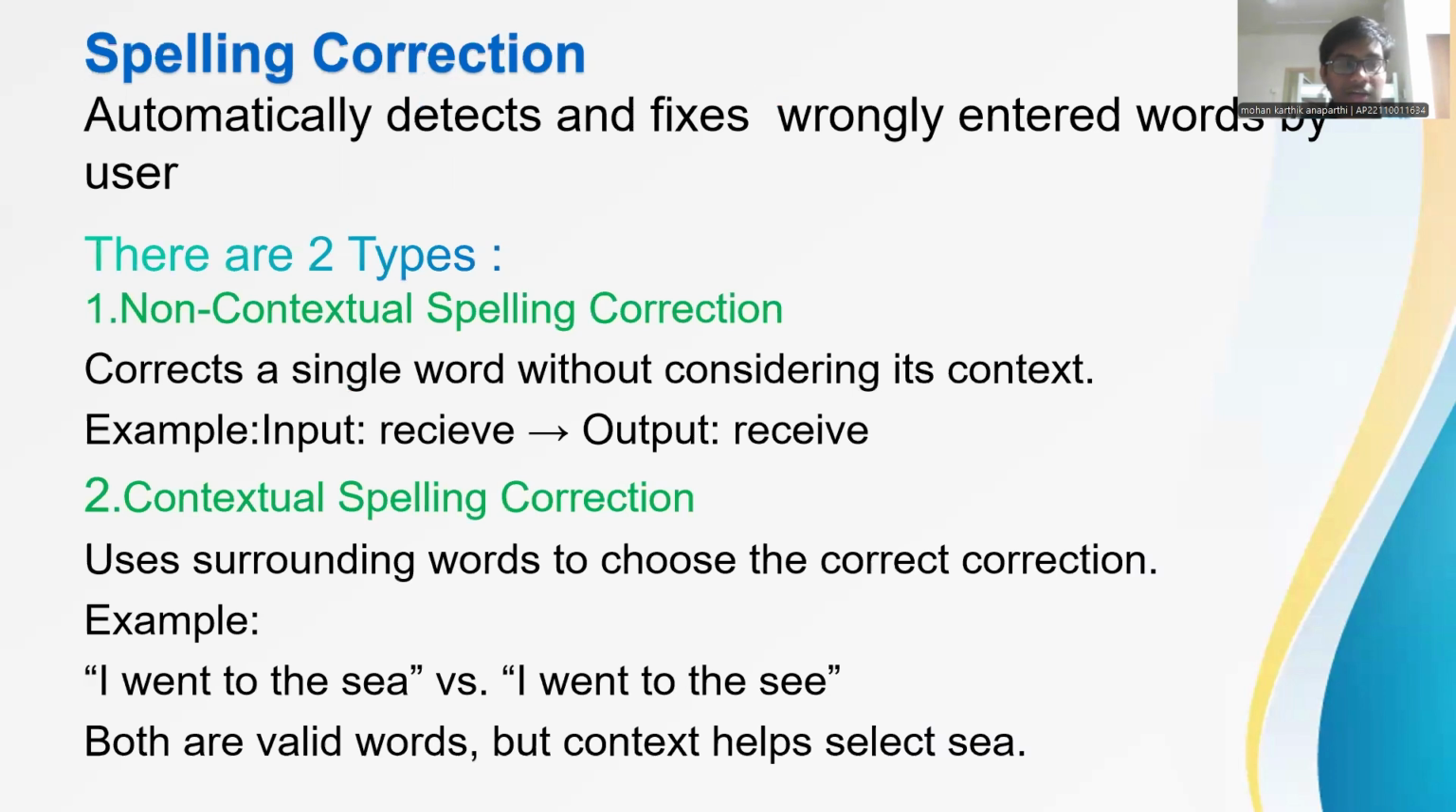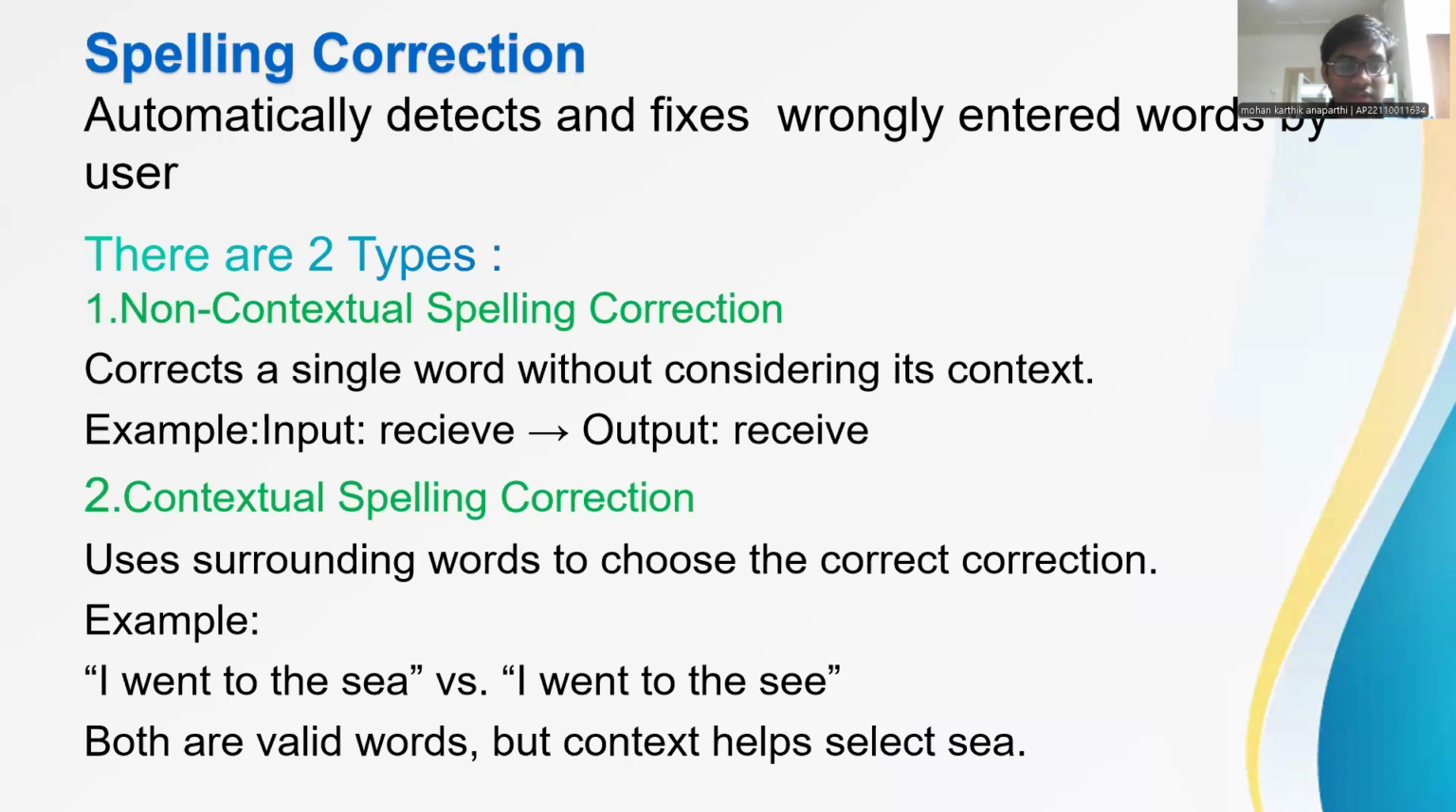Spelling correction means it automatically detects and fixes the error when the user enters wrong words. There are two types in it: non-contextual spelling correction and contextual spelling correction. Non-contextual spelling correction does not look at the context. It is used for single word error correction. For example, receive is wrongly typed, so it will replace the I with E to become the correct word receive. Now let us see contextual spelling correction.